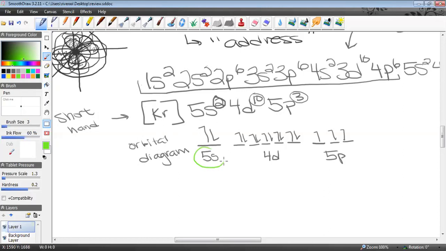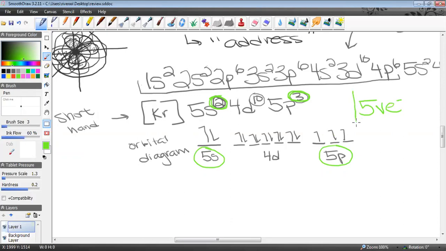Biggest number I have is 5, the 5s and the 5p. That's my outermost energy level. How many electrons are in those orbitals? 1, 2, 3, 4, 5, right? Or I could just look up here. The 5s has 2 electrons in it, and the 5p has 3 electrons in it. So this element has 5 valence electrons.